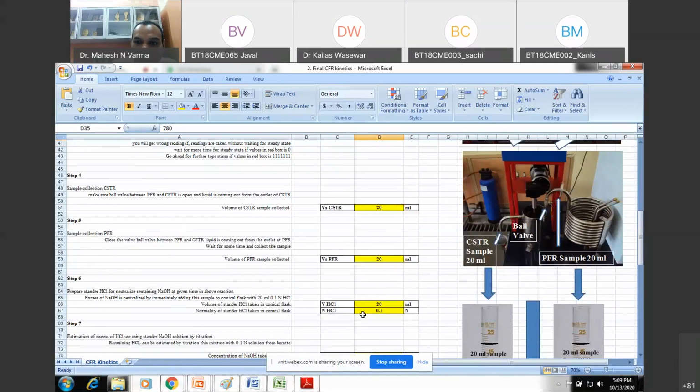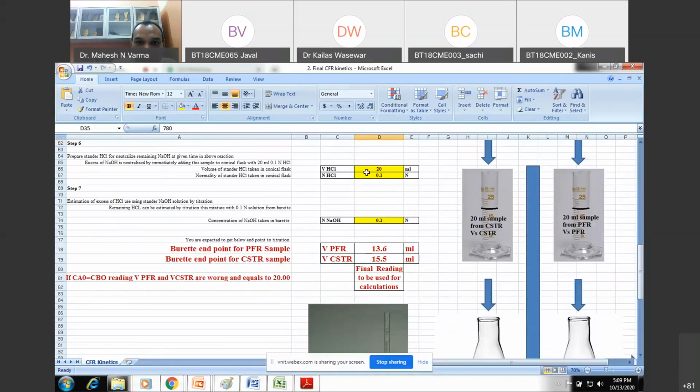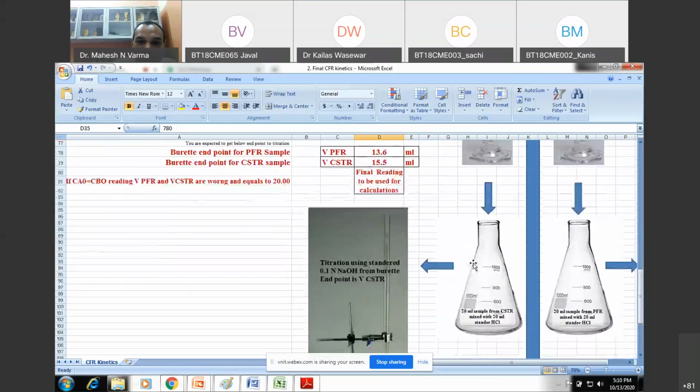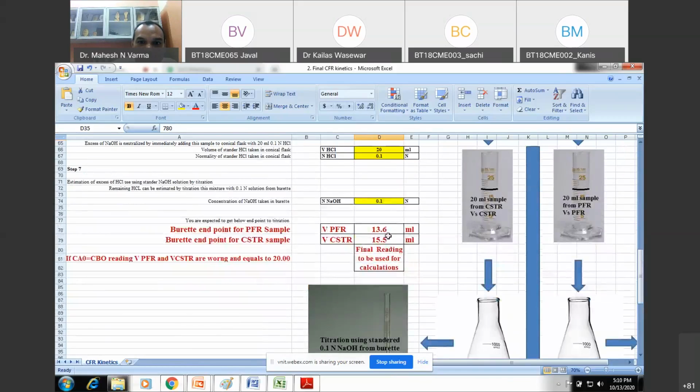This is the standard HCl taken. Where is the standard HCl taken? In this conical flask. This is the concentration of standard HCl, normality in moles per liter, and this is the concentration of standard NaOH taken in this burette. With this input, this will be the endpoint. VPFR is the endpoint for PFR and VCSTR is the endpoint for CSTR.